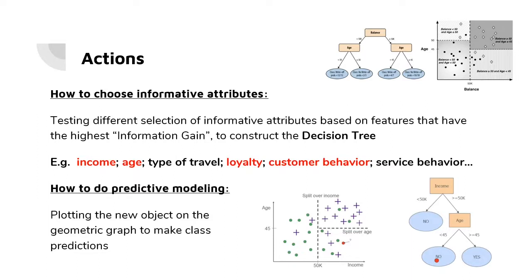Then after that, we can do the predictive modeling, which is to predict that when a new customer comes in, what category this new customer falls in, and then what type of services he or she most likely prefers. Then we can use our decision tree to predict, or use the geometric graph to make the class predictions.